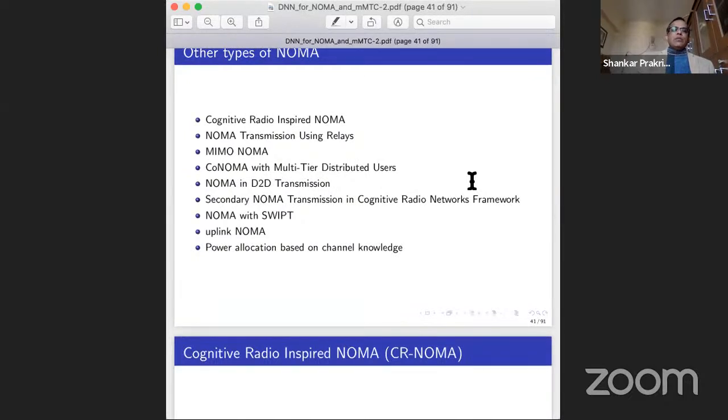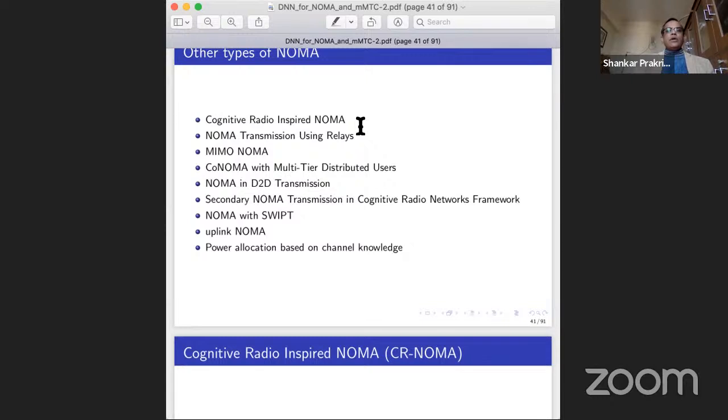This is a matter of detail, but what I want to come to is the deep learning type of problems and why they are important. Let us come to that. But before I go to that, you see the cognitive radio, there are many types of NOMA being talked about. Terminology also can be pretty confusing sometimes.